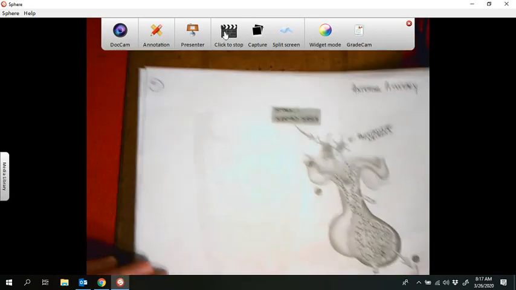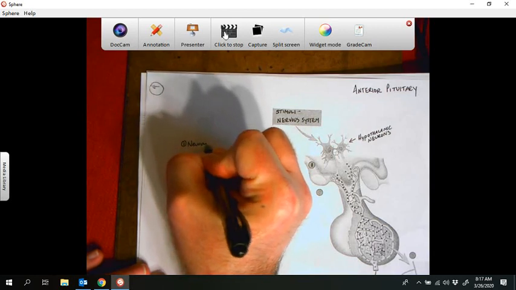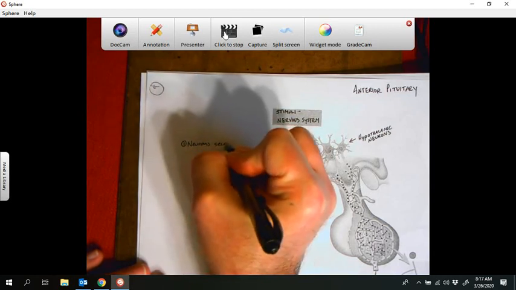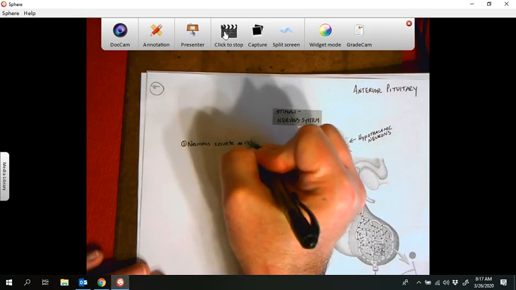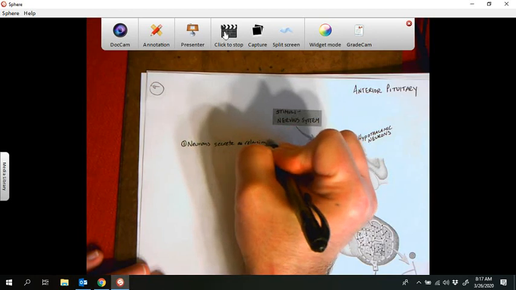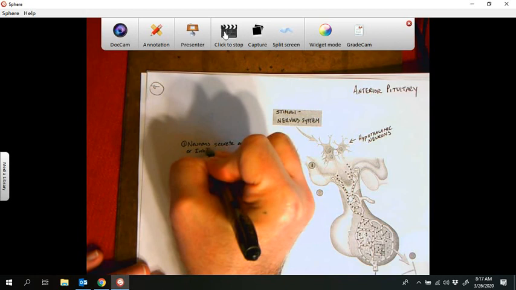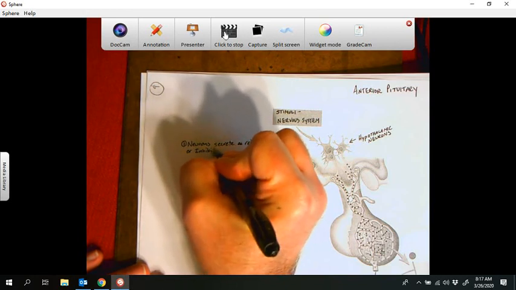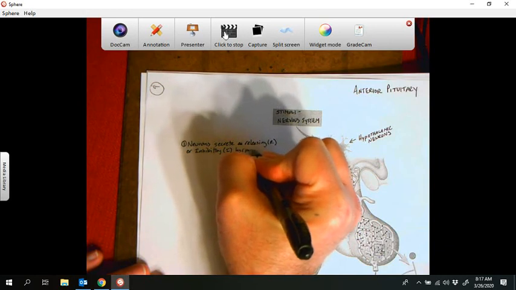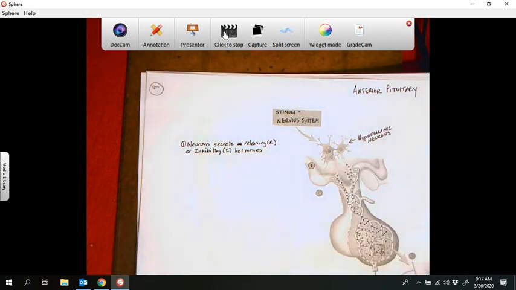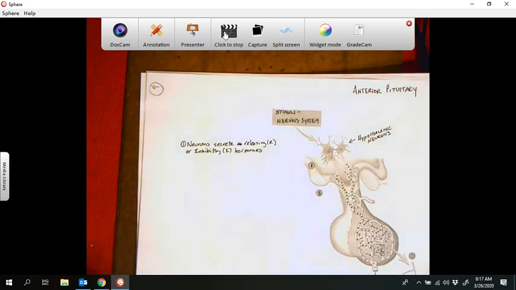So number 1, the neurons secrete releasing, which I'm going to abbreviate R, or inhibiting, so I'll abbreviate I, hormones. So that is step number 1. Step number 2, we have a release of these hormones, and they are going to enter the bloodstream.